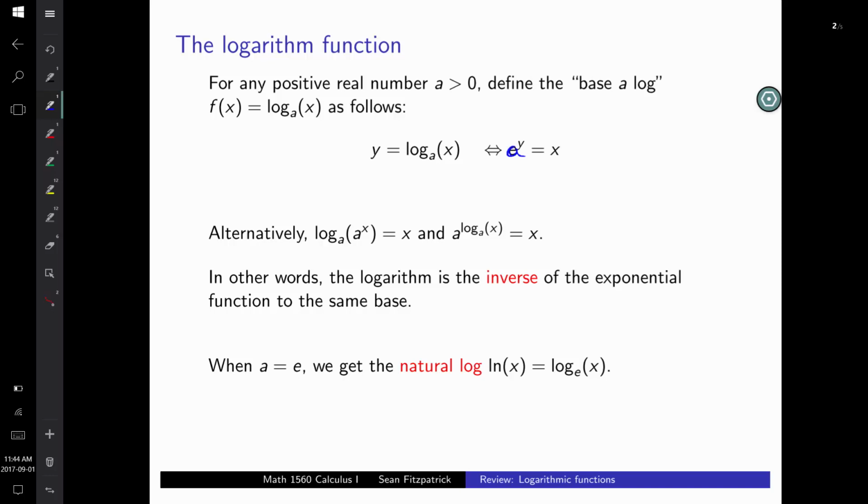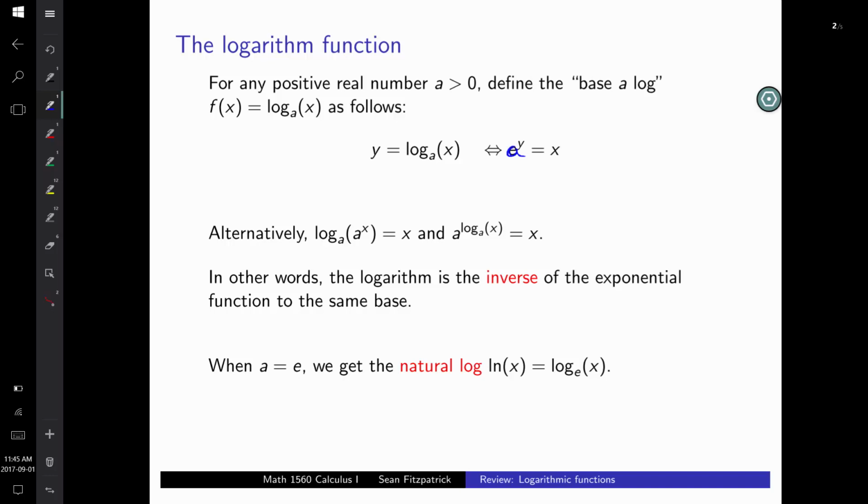Another way of thinking about it is that the logarithm and the exponential function cancel each other out. If I take some number x and exponentiate it, so I take a to the power of x, and then I take the log, I get back to where I started. And similarly, if I take the log of that number and then I take a to that log, I get back to where I started. So we get this inverse relationship.